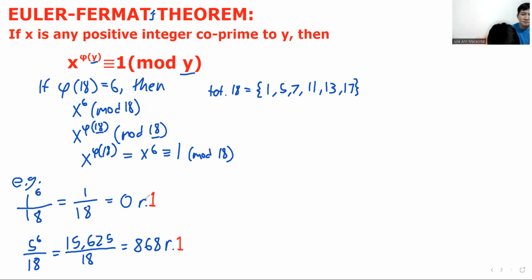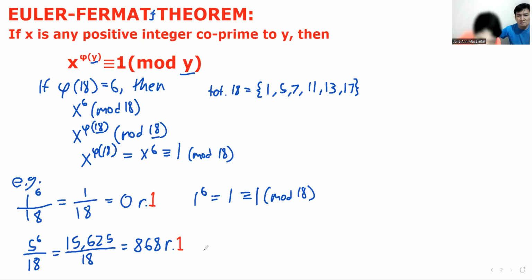So what happens to the 1? 1 to the 6 is equivalent to 1, which is just equivalent to 1 modulo 18. Actually, I don't think it's good to use that interpretation. This equals 1, which is then equivalent to 1 modulo 18.